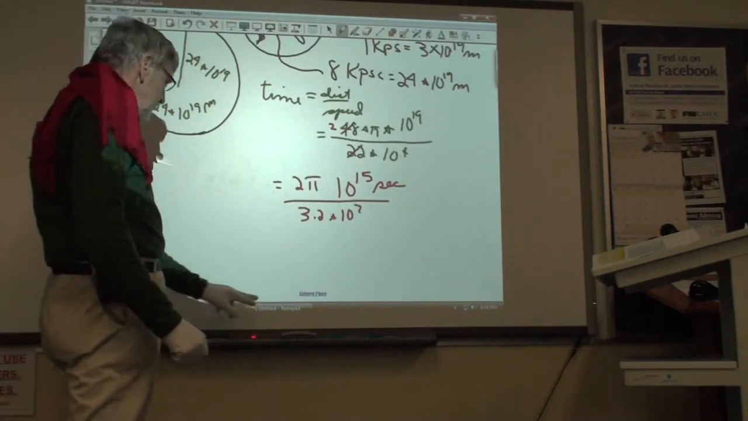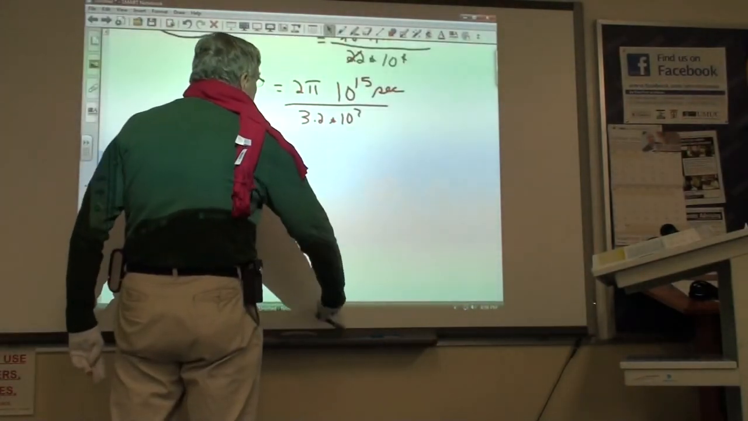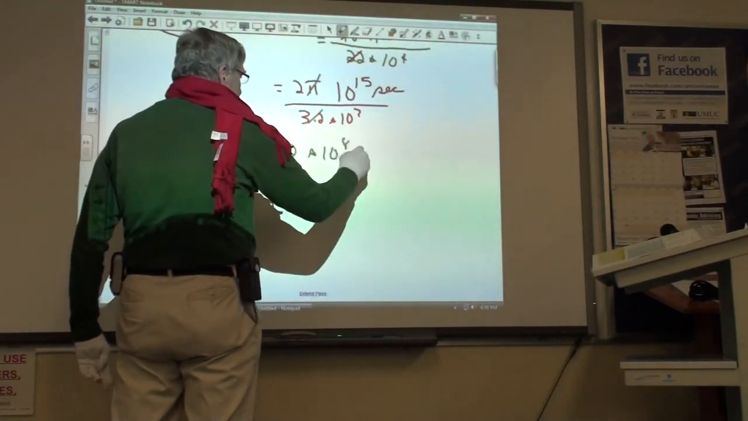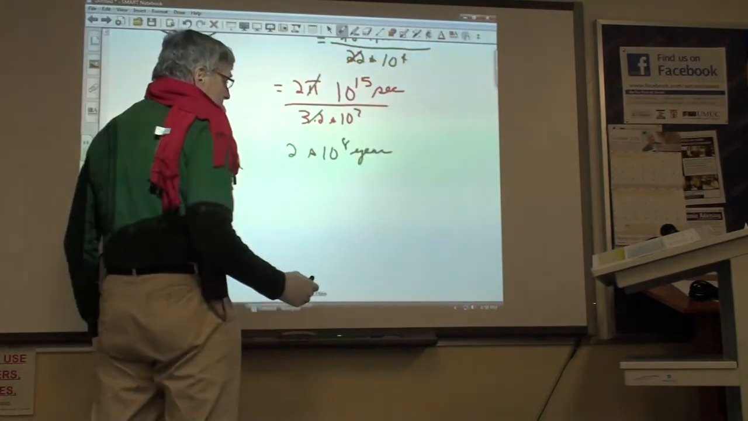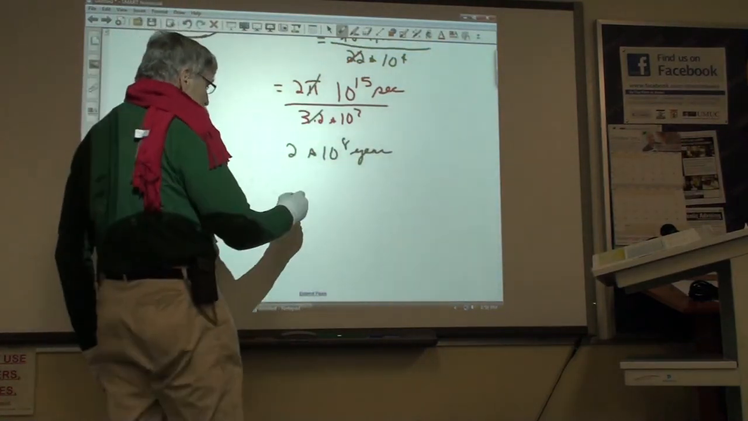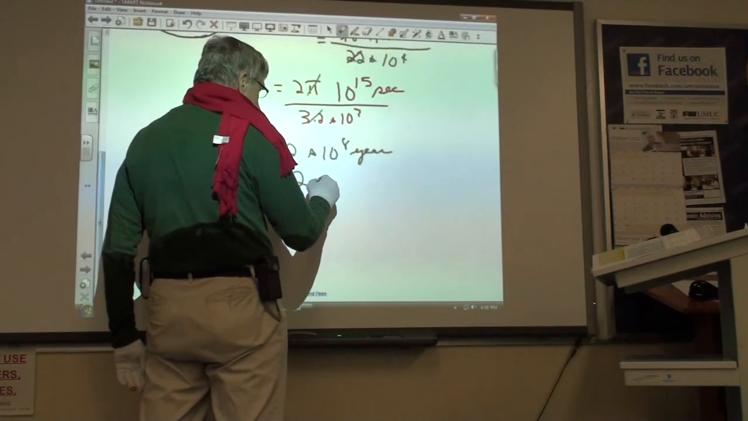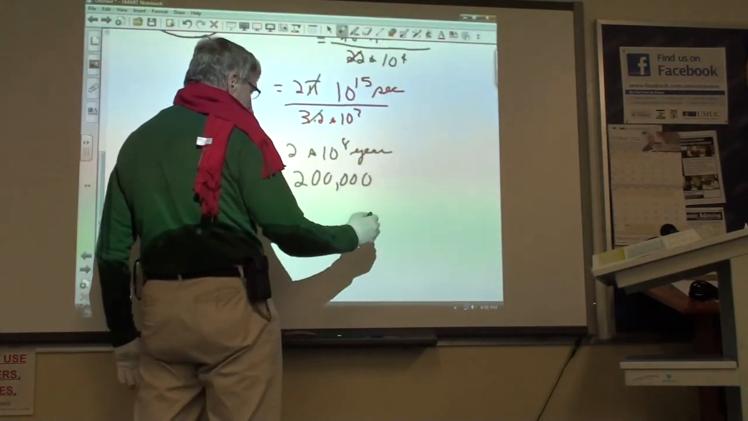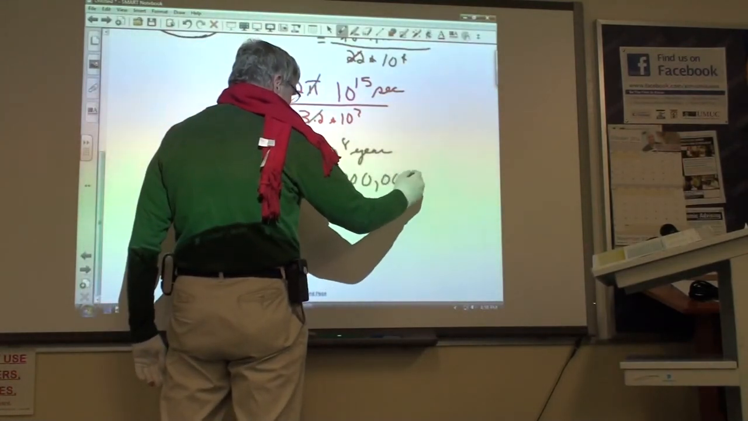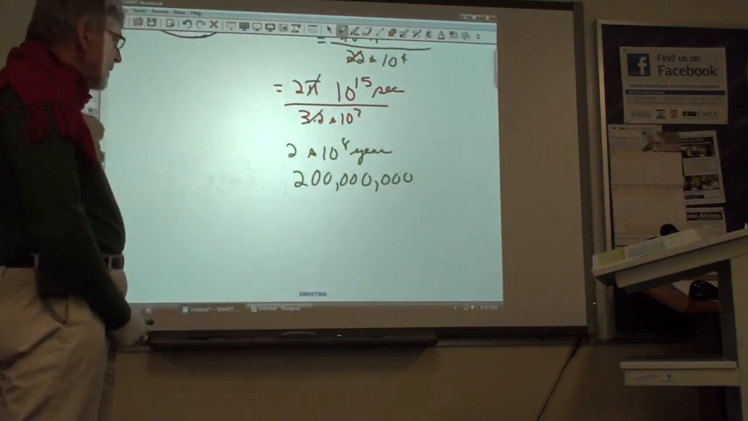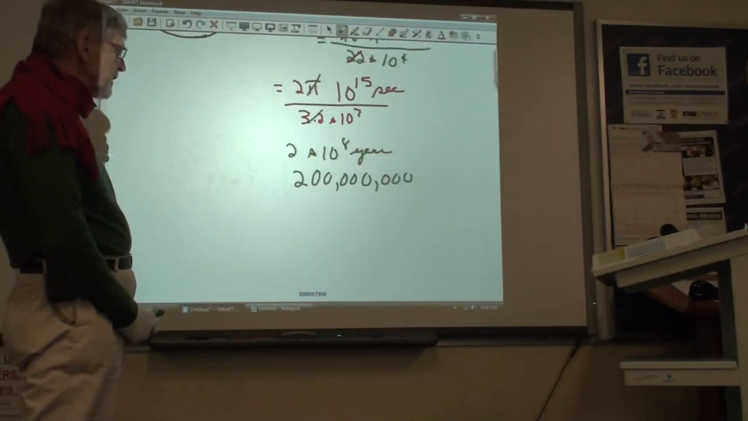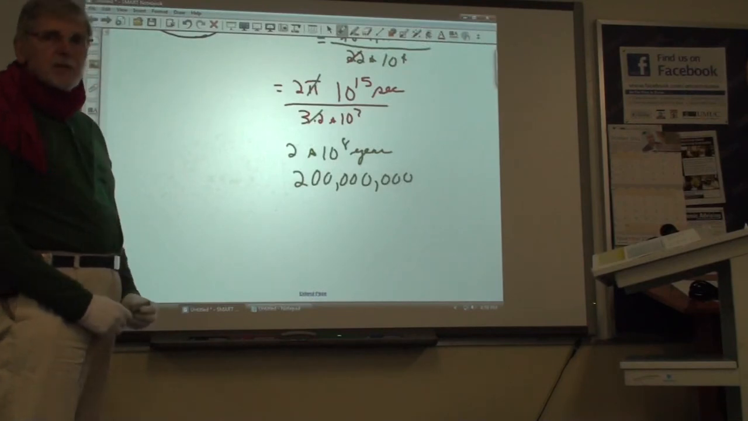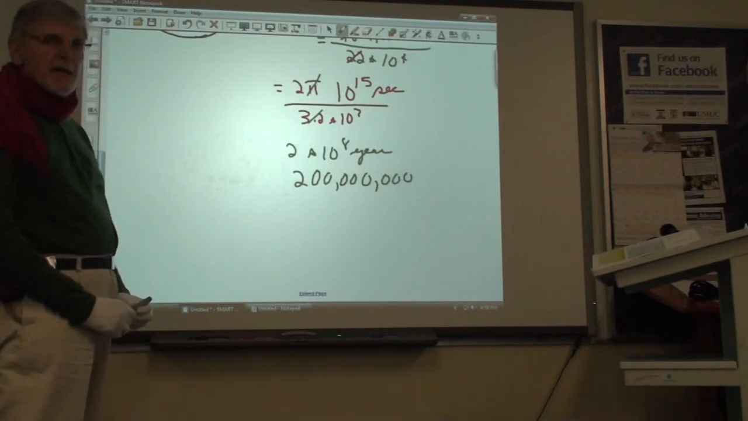So now let's say that roughly the 3.2 and the pi cancel out, so what we have is 2 times 10 to the 8th years, which is 2 with 8 zeros. So we have 200 million years. It takes 200 million years for the sun to go around the center of our galaxy one time.